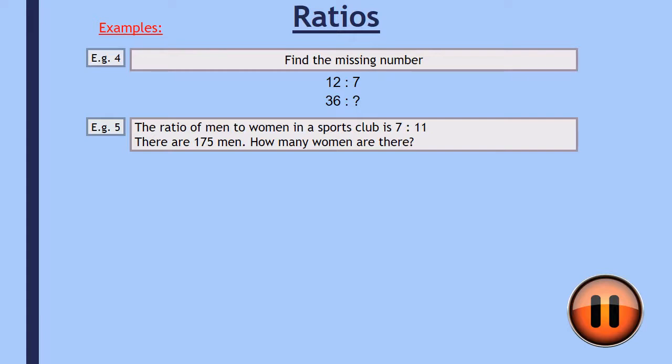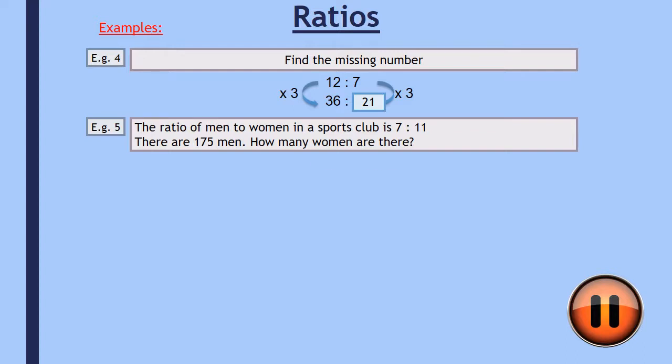Brilliant. Let's go through the answers. Well, to get from 12 to 36, we multiply by 3. So 12 times 3 is 36, so 7 times 3 is 21. The ratio of men to women in a sports club is 7 to 11. If there are 175 men, how many women are there?